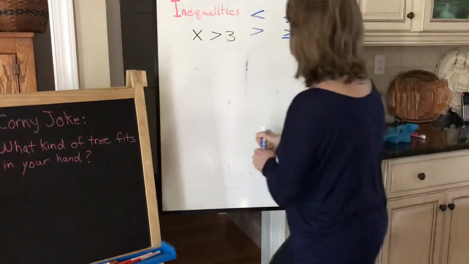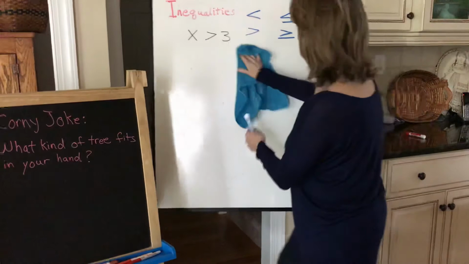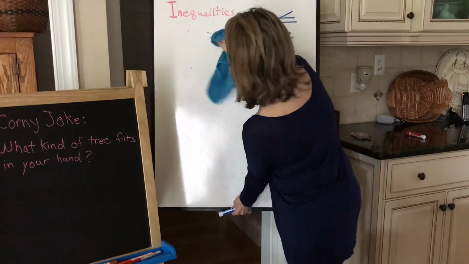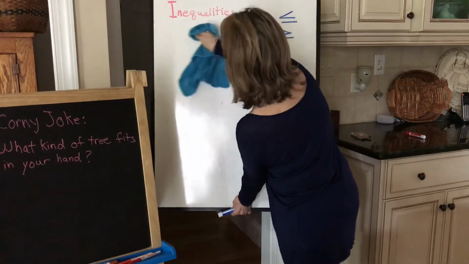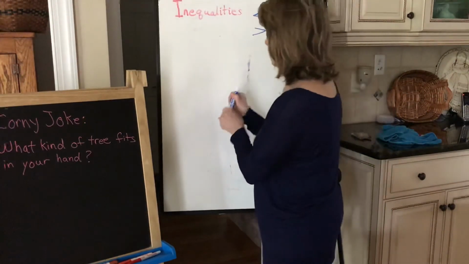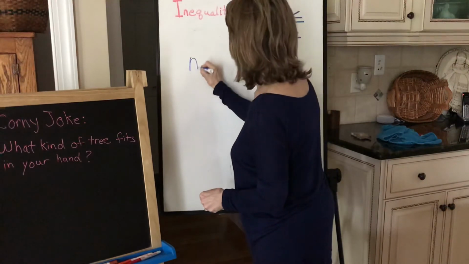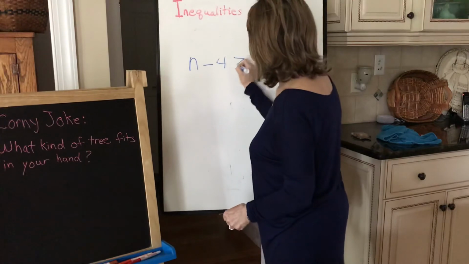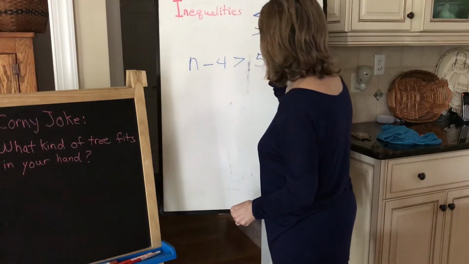Let's make up another inequality. We can erase this one right now. We don't need x is greater than 3 anymore. We already solved that one. That was easy, wasn't it? Okay, let's do a different one. How about if I say n, switch up my variable, minus 4 is greater than 5.